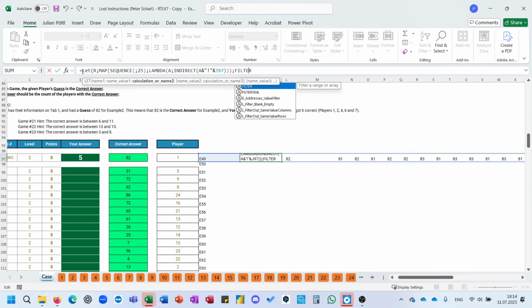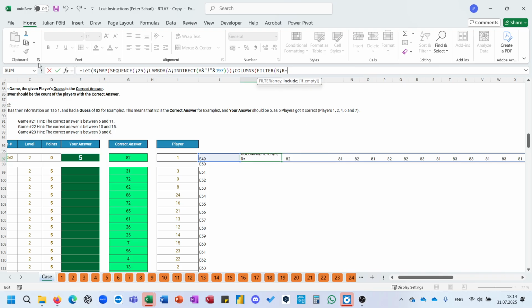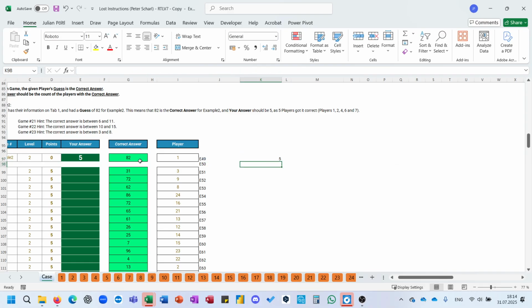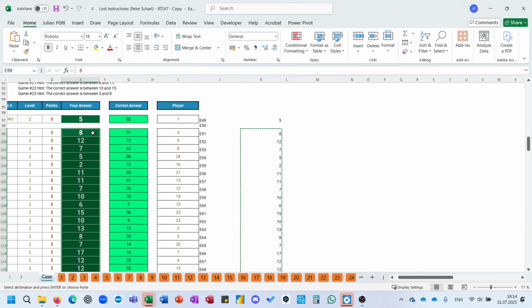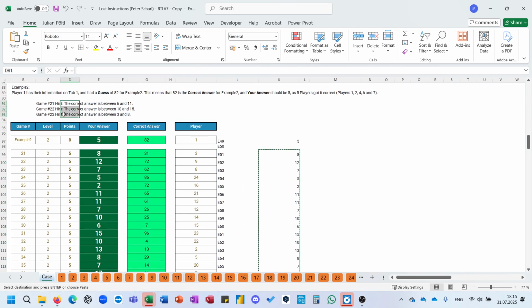And I now fill columns, filter R if R equals the correct answer. It's 5, 8, and so on. And we now have the answers, which are also in between the hints.